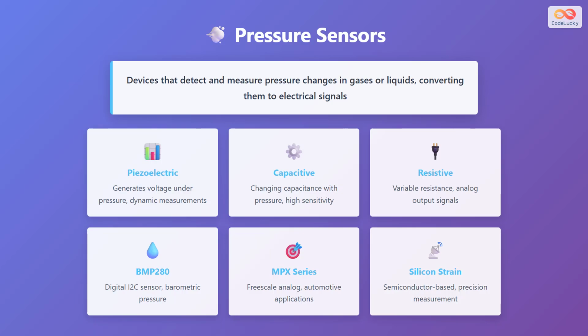The BMP280 is a popular digital sensor that measures barometric pressure and is widely used in weather stations and altitude monitoring. The MPX series from Freescale are analog sensors commonly used in automotive applications. Silicon strain gauge sensors use semiconductor technology to provide precise pressure measurements in industrial applications.